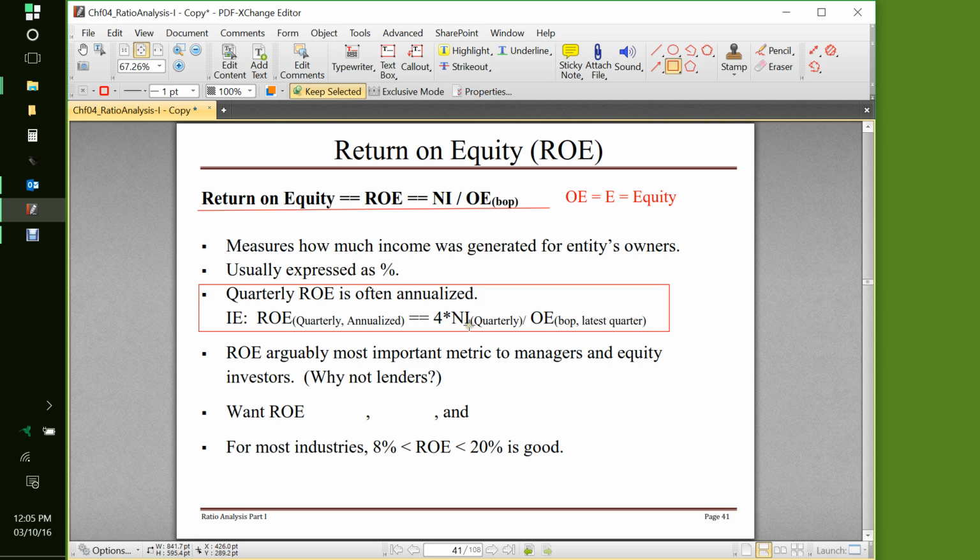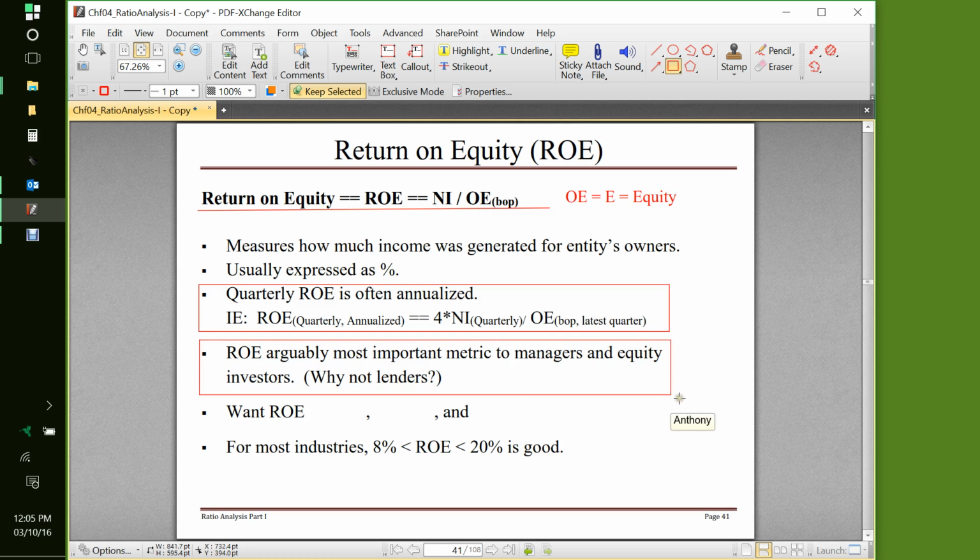Net income in a quarter, what are the units really of net income in a quarter? They're dollars per quarter. And we need to convert those because we want to be consistent to dollars per year. So to go from dollars per quarter to dollars per year, we just multiply by 4, okay? And we're going to have this problem with all of these efficiency and turnover ratios, so we really need to remember that. Okay, ROE, also, like I said, it's very, very important.